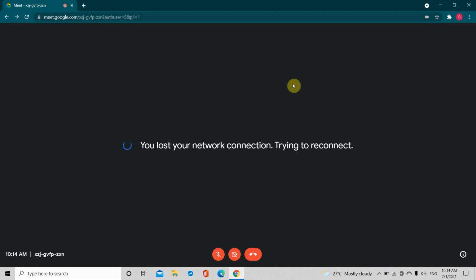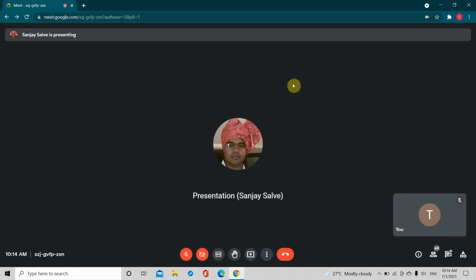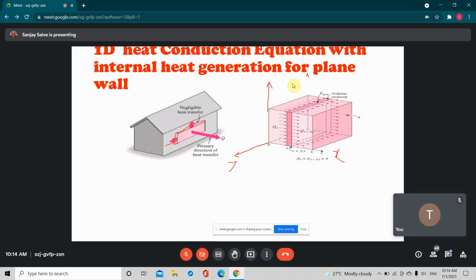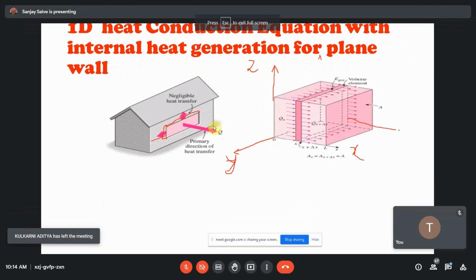This is the x direction, this one is the y direction, this one is the z direction, right? Now heat is flowing only in the x direction, right? With what? With internal heat generation. So you can say that here is internal heat generation per unit volume, right?